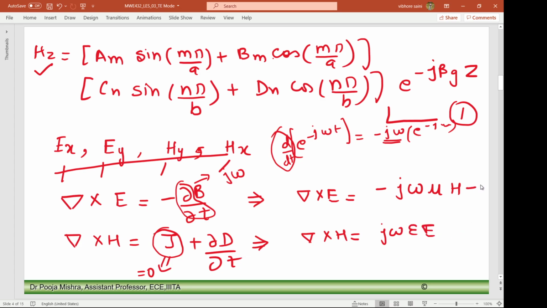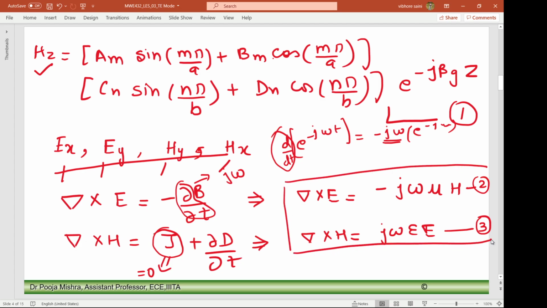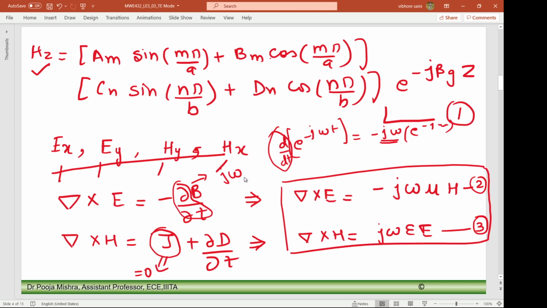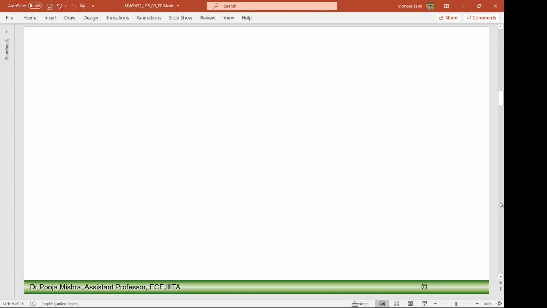This is equation number 2, this is equation number 3. So we'll use these two equations to obtain these components Ex, Ey, Hx, Hy and Hz. So now we'll solve this equation.